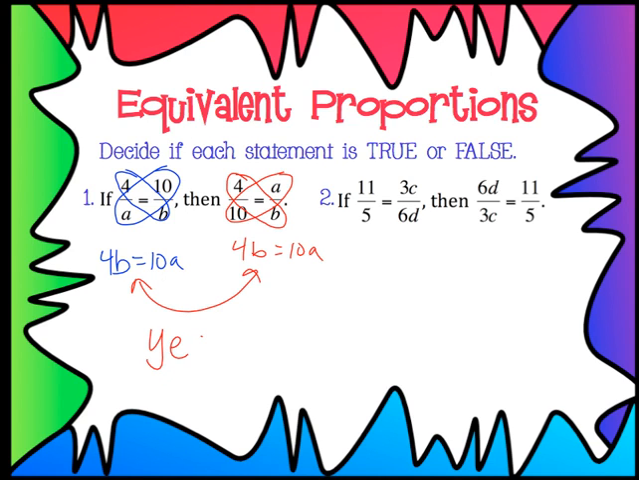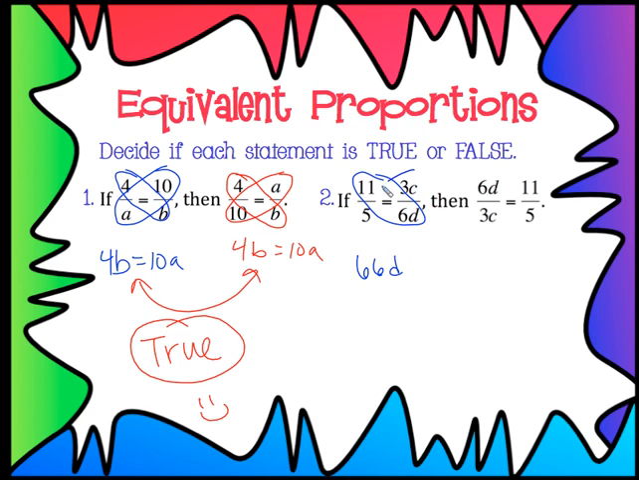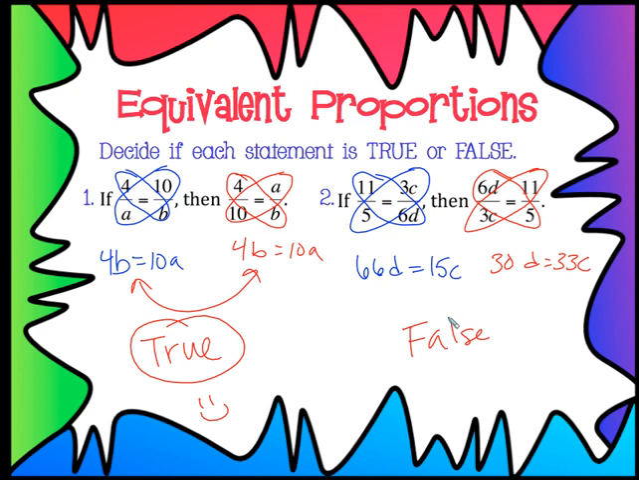Well, not yes, I was going to write yes, but it says true or false. So that is true. Yay! So then on this one, I would get 66d. On this one, I would get 15c. Then on this one, I would get 30d and 33c. So obviously those are not the same, so that one is false. So sad.